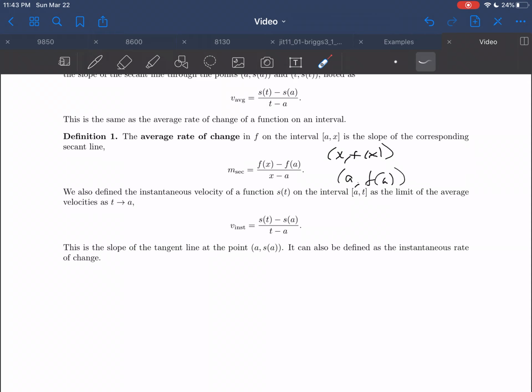Back when we defined the limits, we defined the instantaneous velocity of a function as the limit of the average velocities as t approaches a, where we used our v with the little i in s of t, and we gave it using this formula. And so our instantaneous velocity, remember, that was the slope of the tangent line at our point.